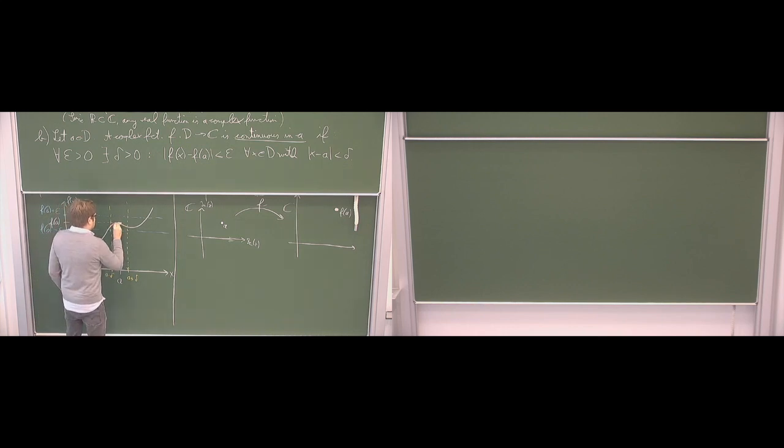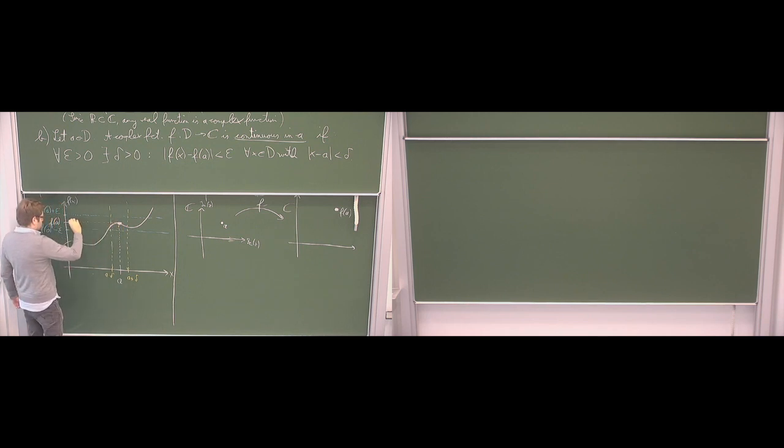So this part of the graph, and we can see which values f takes on this part, and this piece of the graph is contained in this blue corridor. So the values are in this small range, which is part of this blue strip, of this corridor. So this means the values are close enough. So for this epsilon, we have found some delta.